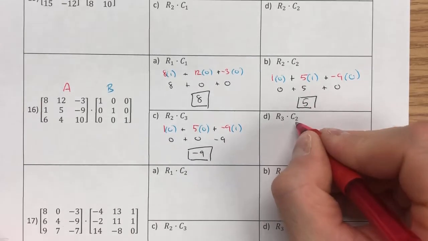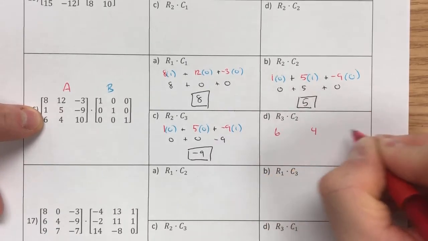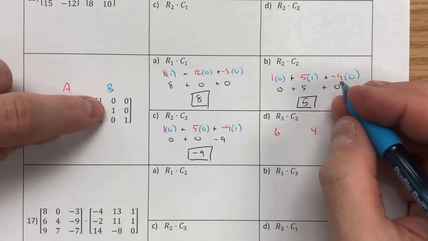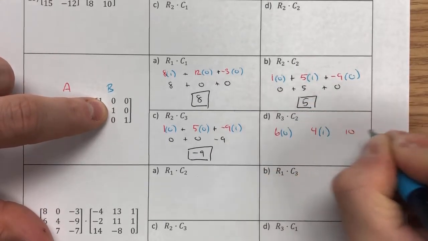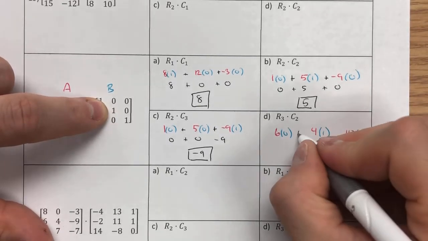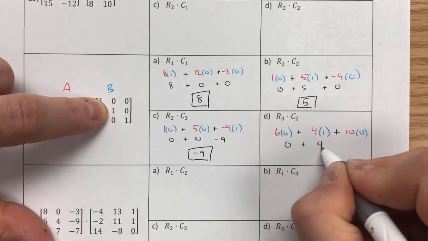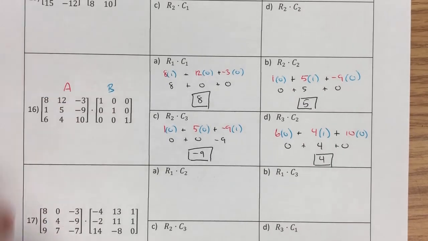If I try it with row 3, column 2, I'm going to do row 3. In this case it is 6, 4, and 10. And I'm going to multiply it times column 2, which is going to be times 0, times 1, times 0. And I'm going to add them together. 6 times 0, 4 times 1, 10 times 0, 4. Perfect. And there we go.